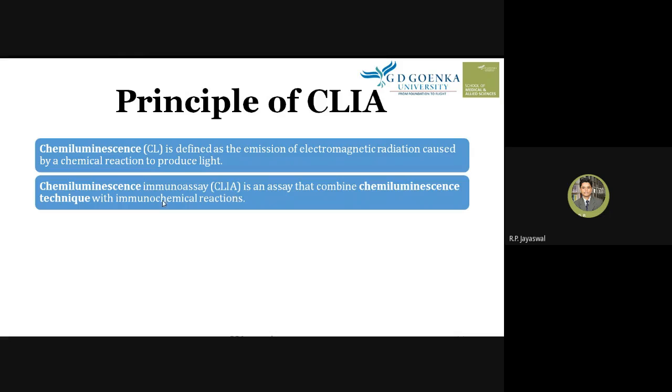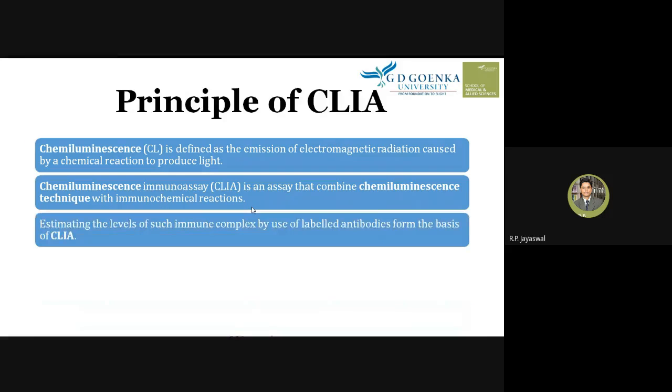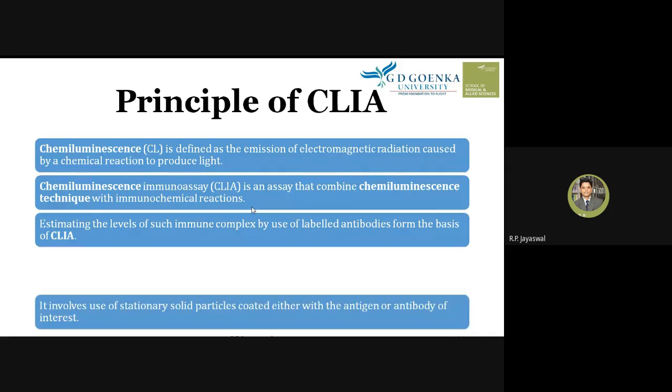One is the chemiluminescence technique, and the other is the immunochemical reaction technique. Estimating the level of such immune complex by use of labeled antibodies forms the basis of CLIA. So what is the basis of the study of this CLIA? Here we estimate the level of the antigen or antibody which are labeled with the chemiluminescence compound, and this is the basis of the principle of CLIA.